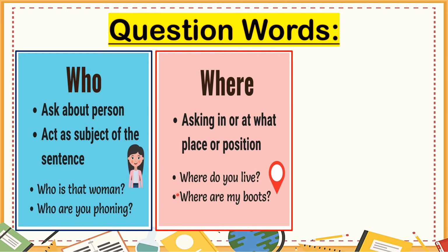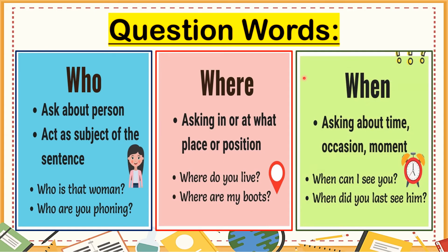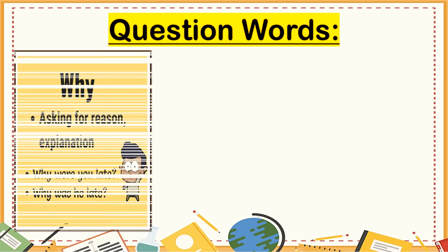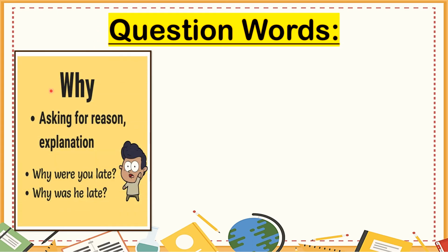Where are my boots? The third question word we have is when. Asking about time, occasion, moment. Examples, when can I see you? When did you last see him? Let's continue, class, with the question words. We are now on the fourth question word, which is why. Asking for reason, explanation. Why were you late? Why was he late?